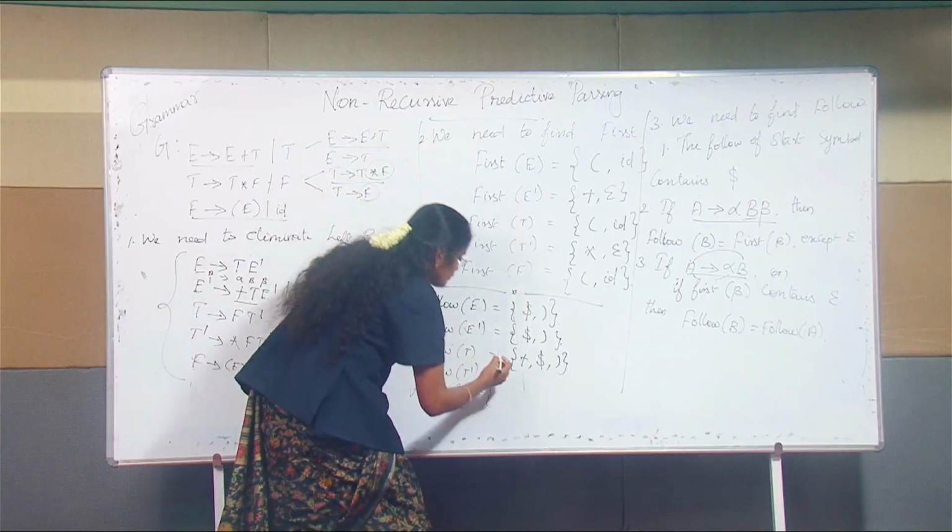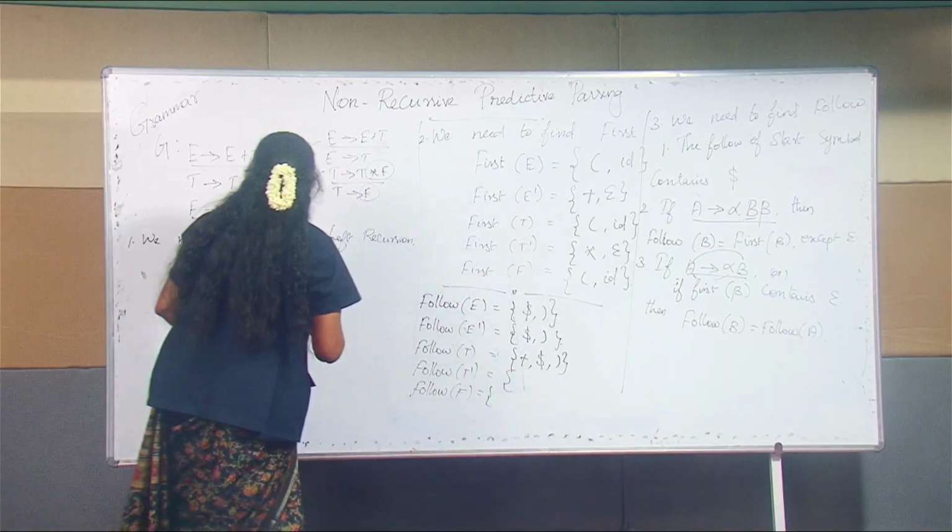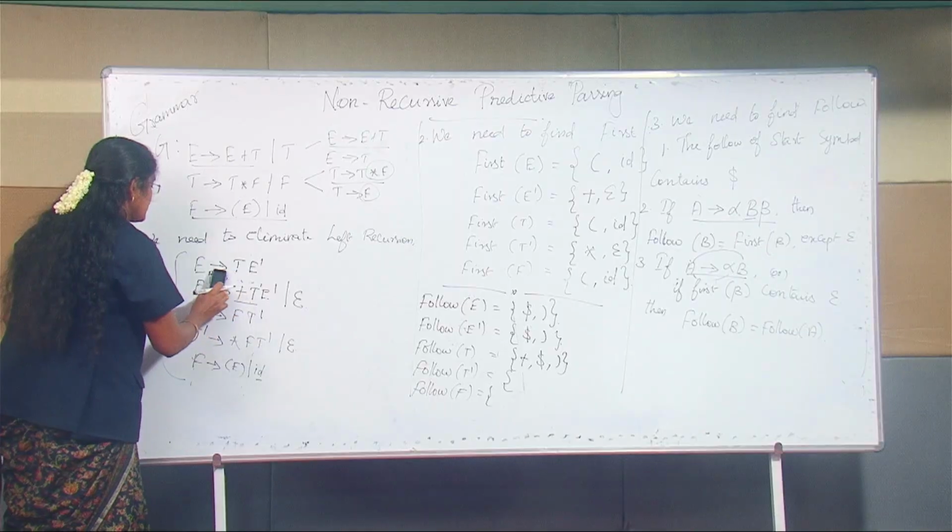Okay. Then follow of T dash. Check where the T is present in this production.